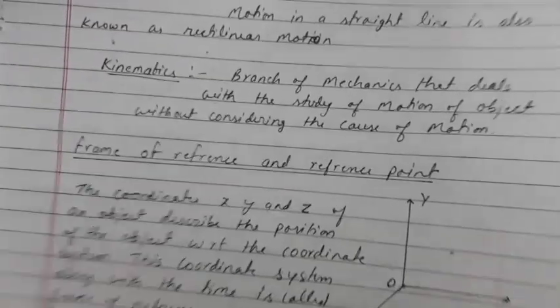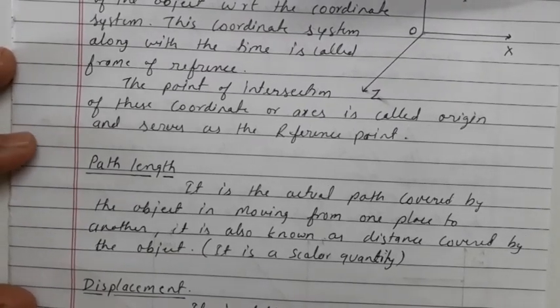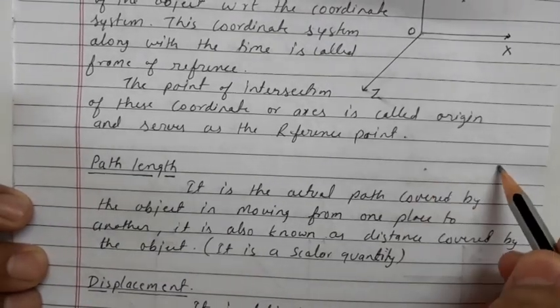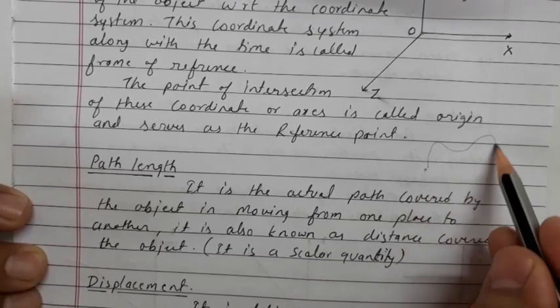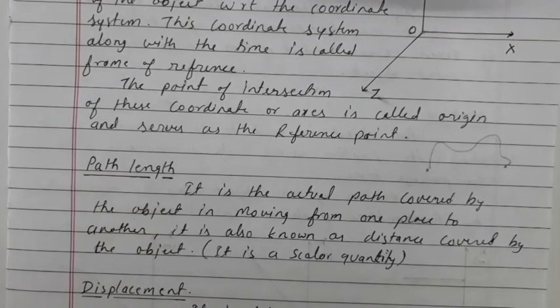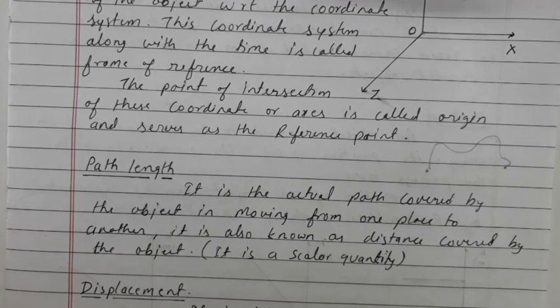So now comes the path length. Path length we have already studied in our earlier classes, or in class 9th, that the actual path covered by the object is considered as the path length. Suppose the object is moving from this position to this position, whatever path has been taken by the object will be considered as the path length. It is also known as distance, and it is a scalar quantity because it has only magnitude, it does not have any direction. So path length is the distance, in which whatever path has been covered by the object will be considered as the path length or the distance, and it is a scalar quantity.